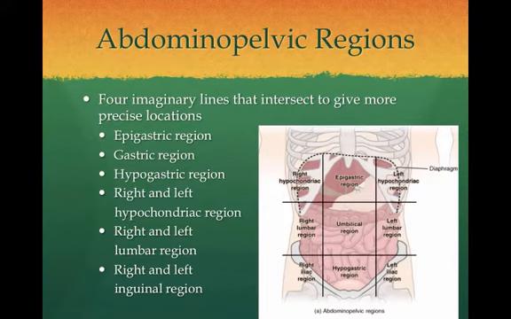There is also the right and left hypochondriac regions, which are to the right and the left of the epigastric region. The right and left lumbar regions are to the right and left of the umbilical region, and the right and left inguinal regions are to the right and left of the hypogastric region.